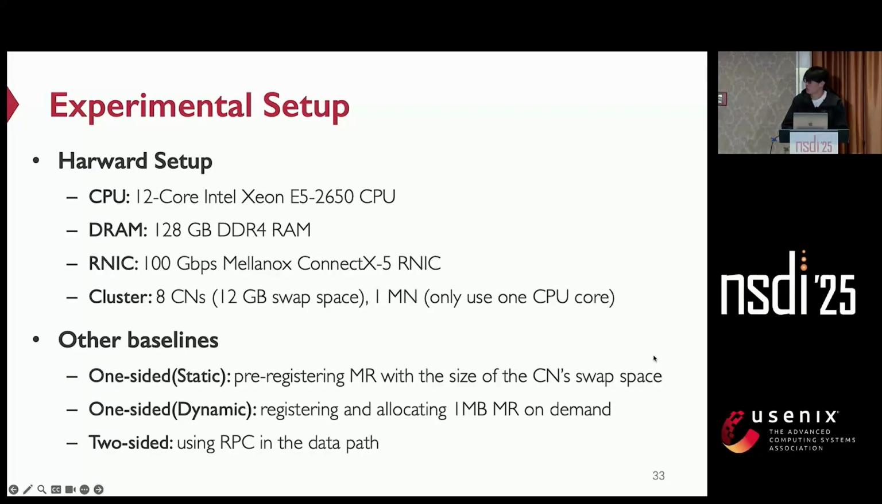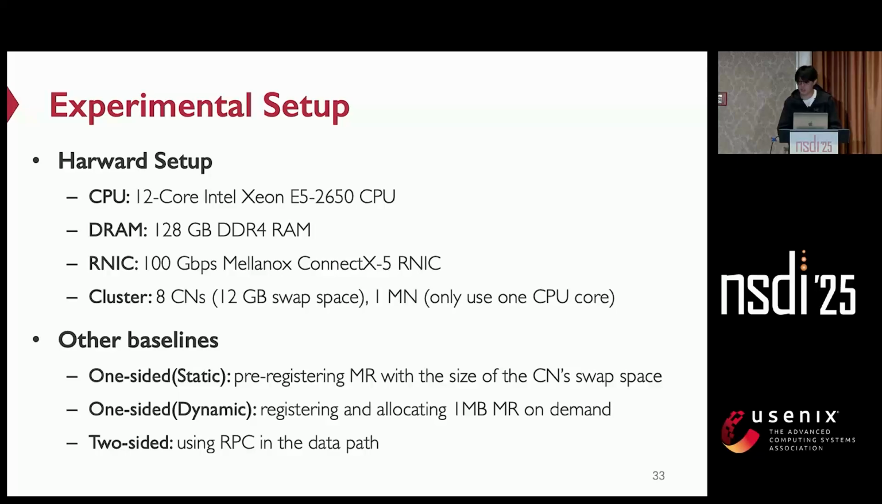So to demonstrate the effectiveness and efficiency of ODRP, we evaluate ODRP on 8 compute nodes with one shared memory node. Each compute node is configured with 12 GB SOAP space, and the memory node uses only one CPU core to simulate its limited computing power. Each node is equipped with a 100 Gbps ConnectX-5 RNIC. We compare ODRP with 3 baselines: one-sided static, one-sided dynamic, and two-sided.